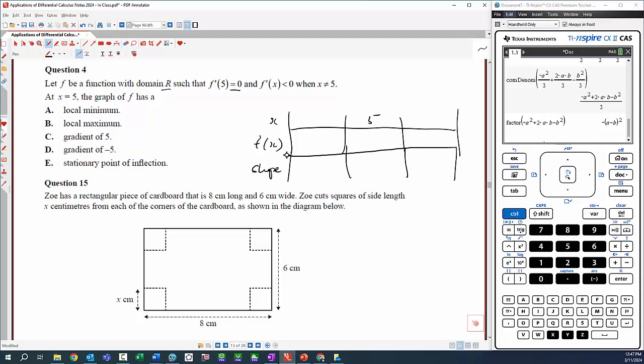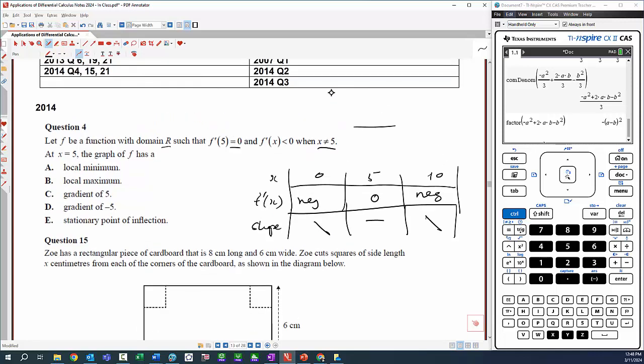So f'(5) is 0, which means it goes like this. And this is basically saying when x isn't 5, so when it's 0 or when it's 10, what we've got is a gradient that's less than 0, i.e. negative. Okay, so negative gradients look like that. All right, so our shape is going to be like this, which means that we've got a graph that does this. Okay, which means that it is a stationary point of inflection.